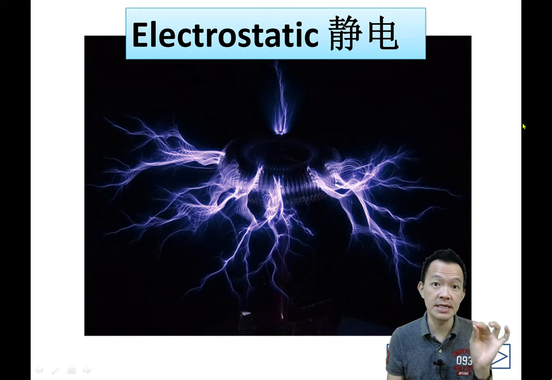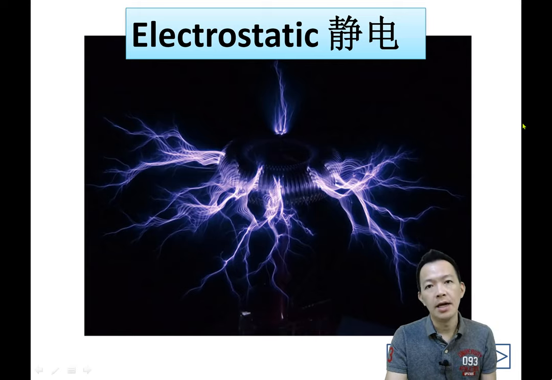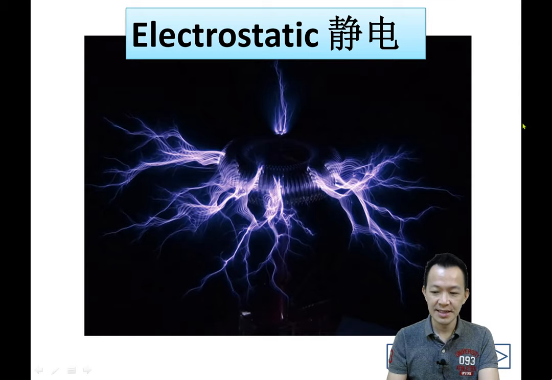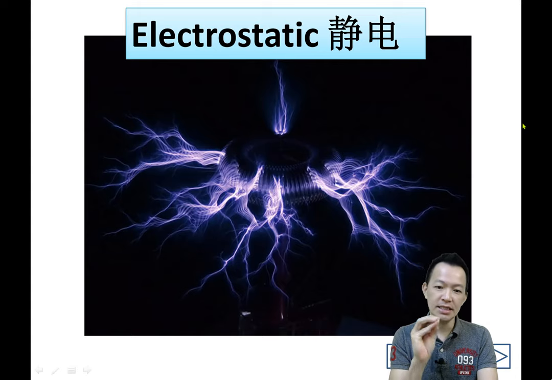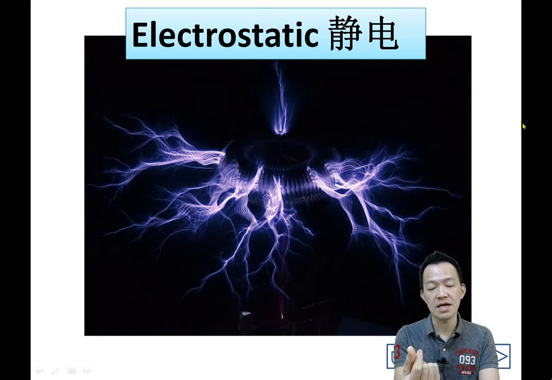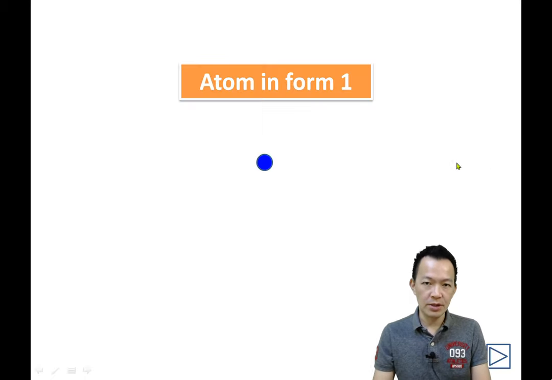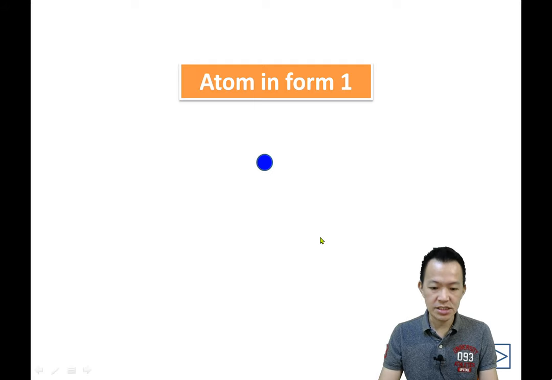But before we really start about electricity, our first title is still the basic, Electrostatic, 静电。它慢慢开始了, okay? Good. So, Electrostatic, 静电,静静的电。Electro 就是电啊, static, 静静。静电 okay? So before I start electrostatic, we have to understand something first. That means still the basics.